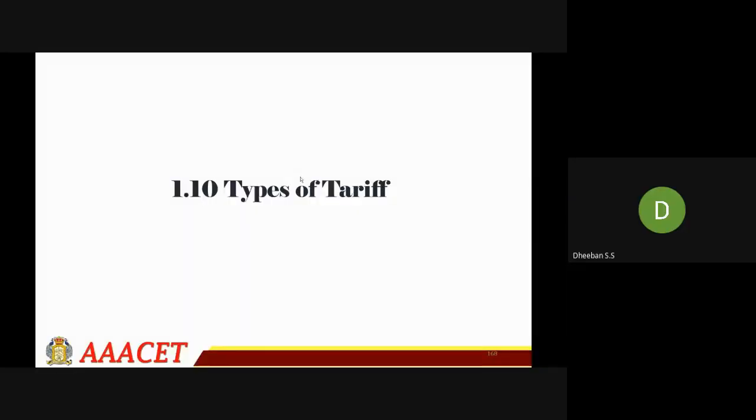So, greetings students. Today, one of the very important topics that we are seeing is: what is tariff, and what are the different types of tariffs used. We have to know about what is tariff. Tariff is nothing but the rate fixed for your electrical power consumption.